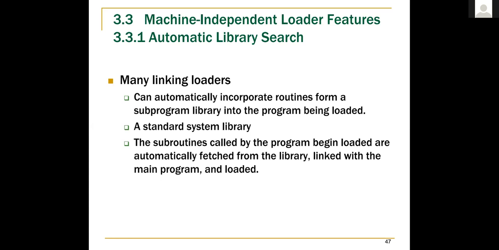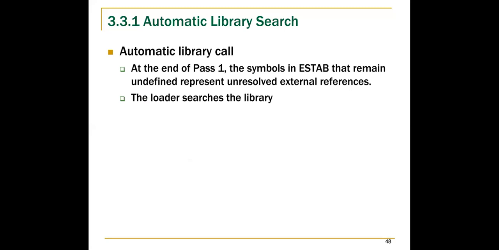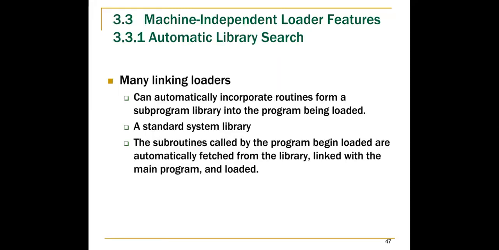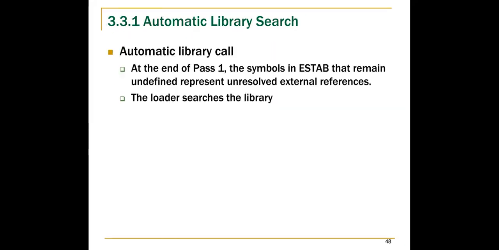So where exactly will this library search happen, whether it is in pass 1 or pass 2? Just look into the next slide. That is the automatic library call. Whenever there is a call in your main program, the first thing is that in your first pass, it is only going to check your header records and define records. Nothing else it's going to do in your pass 1.